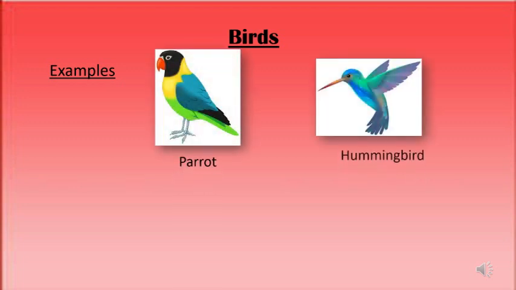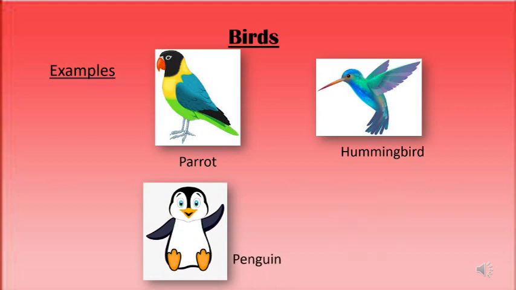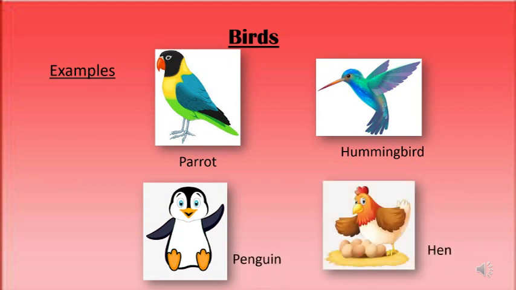From this slide you can see some examples of birds. Some examples of birds are parrot, hummingbird, penguin, and hen. From these examples you can see that parrot and hummingbirds can fly, but penguin can't fly. All these birds lay eggs, they have a beak and they have wings, but not all birds can fly.